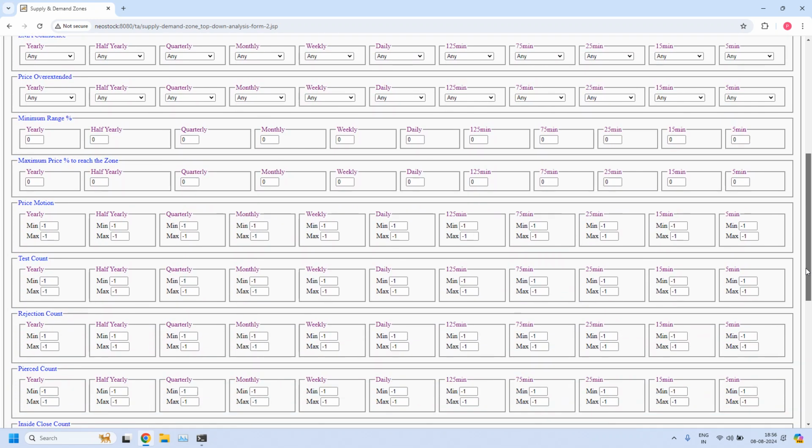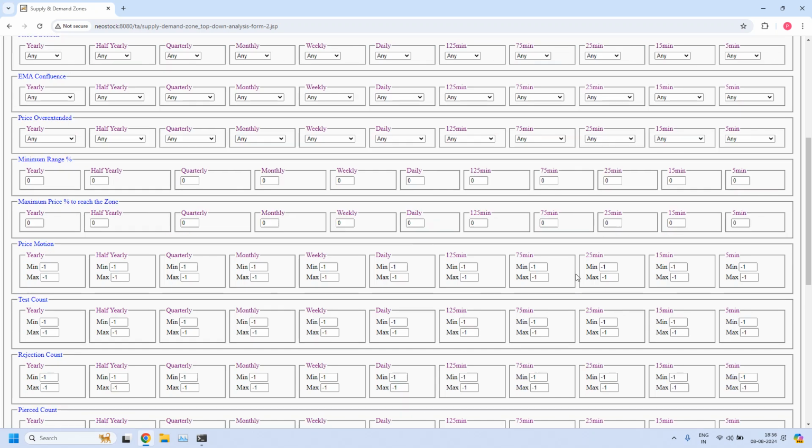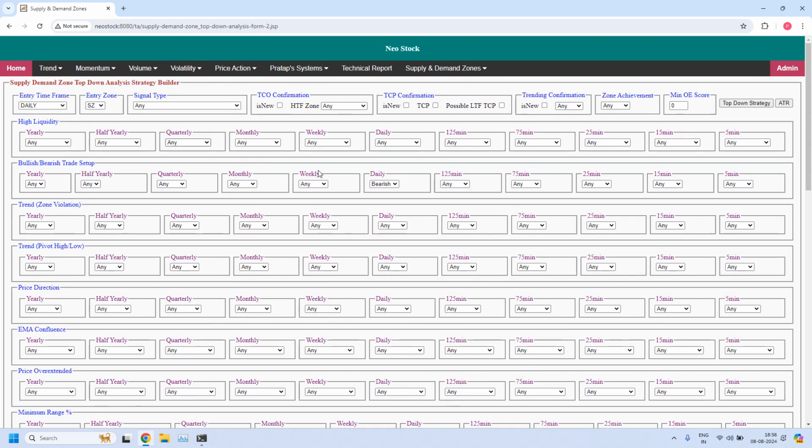And the filters also, pierced count should be 0 on daily zones, especially daily supply zones. So that's why in pierced count, in daily time frame, minimum value 0, maximum value 0. And now they are applied to daily supply zone. And the minimum odd enhancer score should be 12. And the zone achievement should be violated opposing zone.